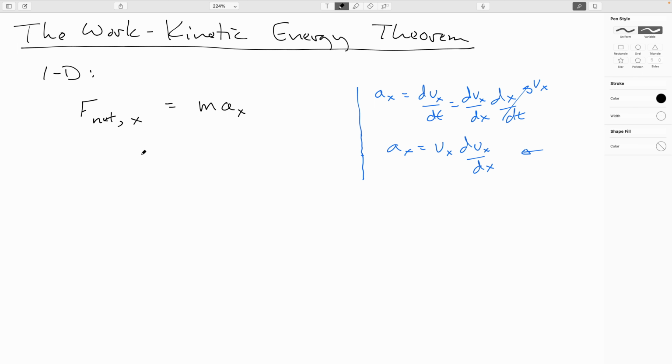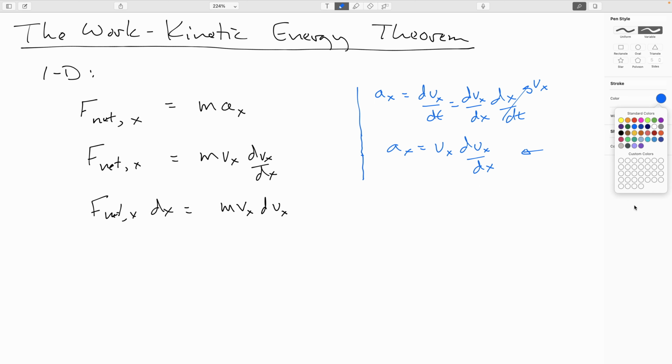So we will now go ahead and say that F_net,x is equal to m times v_x dv_x/dx. And now I can go ahead and rewrite this as F_net,x dx is equal to m v_x dv_x. Now what have we done here? We've got our net force, which could depend on all kinds of things. This term looks maybe a little scary, but this term over here involves nothing but v's.